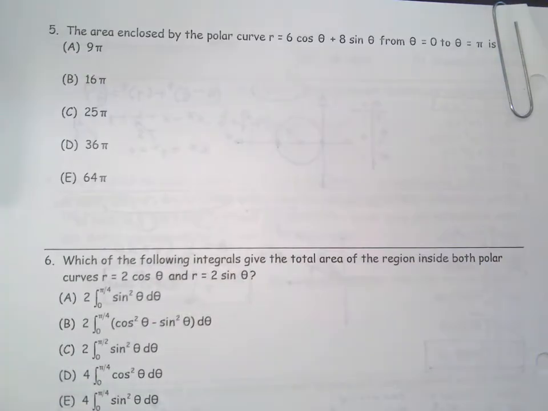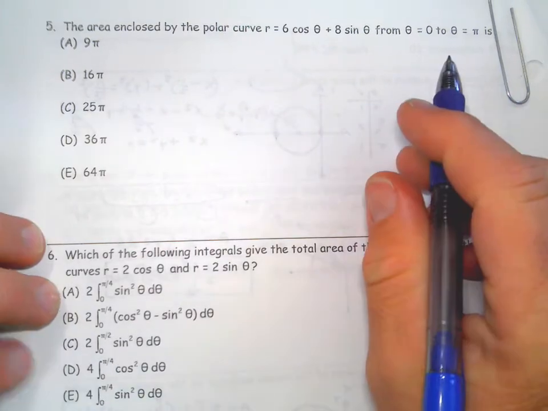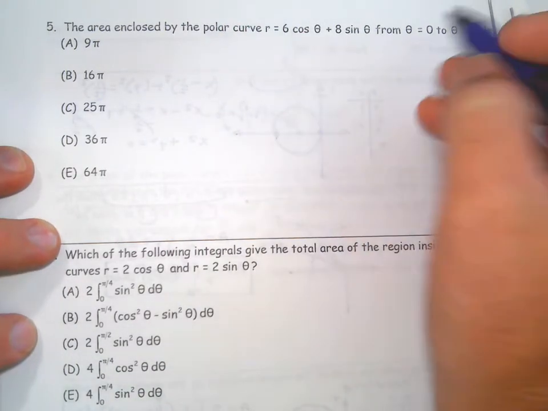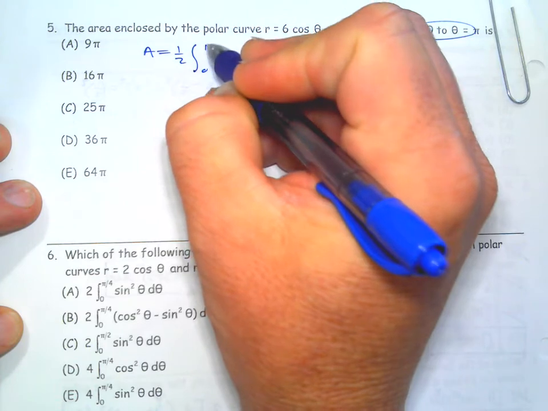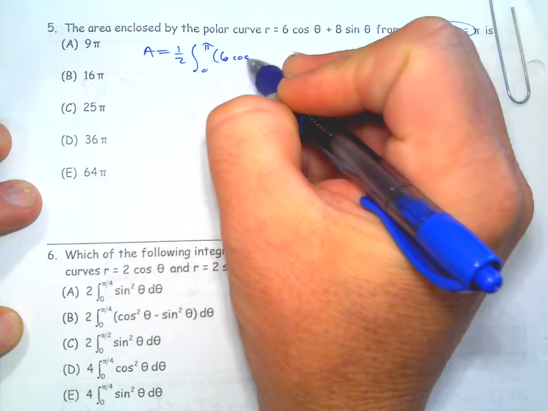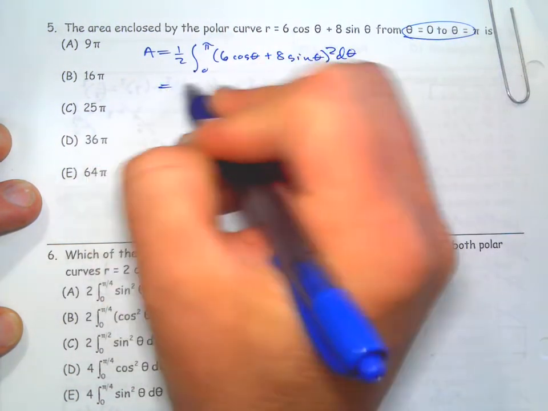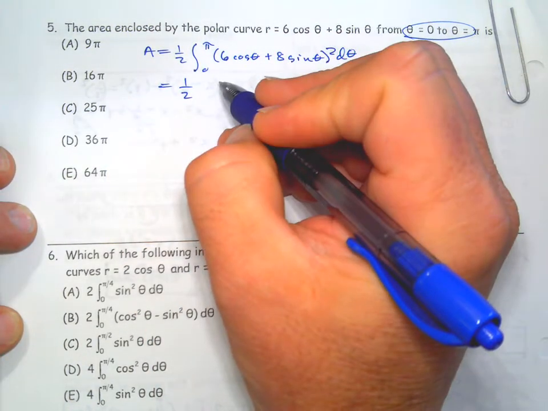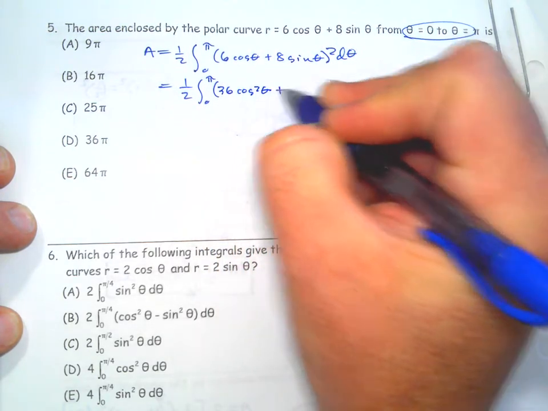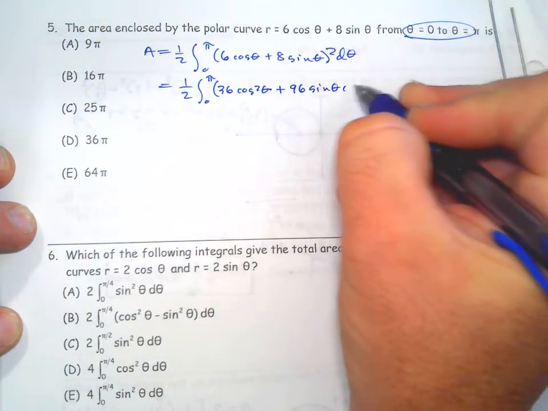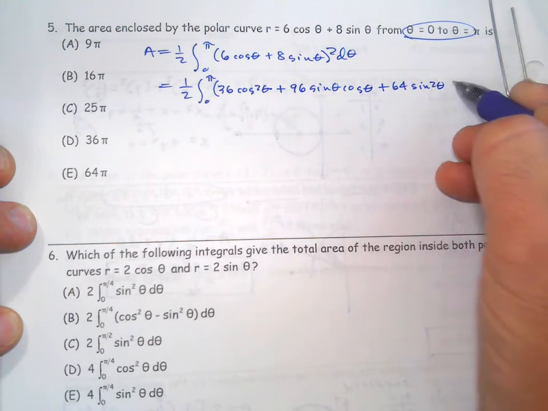Okay, number 5. The area enclosed by the polar curve from 0 to pi. I mean, I don't think we need a sketch. They're telling us specifically what to use. So I think we're going to do 0 to pi, and then it's going to be 6 cosine theta plus 8 sine theta squared. And I guess we're just trying to work it out. So it's going to be 36 cosine squared theta plus 96 sine theta cosine theta plus 64 sine squared theta. It's kind of crazy.